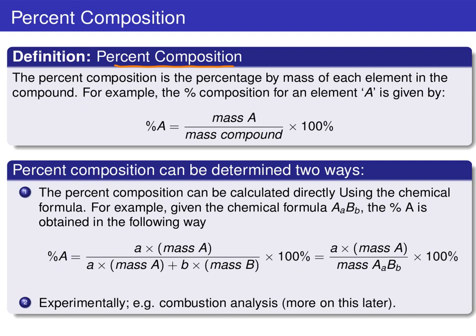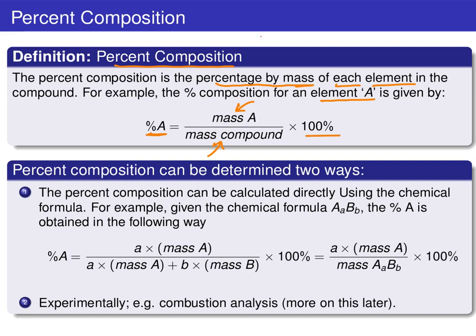If you are given a compound and you want to determine the percent composition for a given element in the compound, we're going to follow a specific formula. The percent composition is the percentage by mass of each individual element in that compound. So if we look at, say, an element A, the percent composition of that element A is going to be given by the mass of that element A divided by the mass of the entire compound, multiplied by 100 to get our percentage.